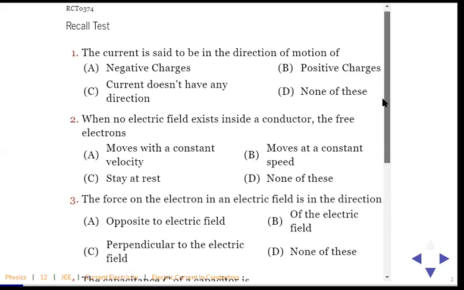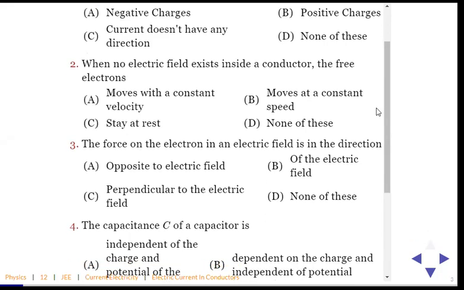Second, when no electric field exists inside a conductor, the free electrons, tell me, what happens to free electrons? Tell me, everyone. Think about it. Okay, I'm getting lots of answers. Now, this question, let us see. This is a good one.